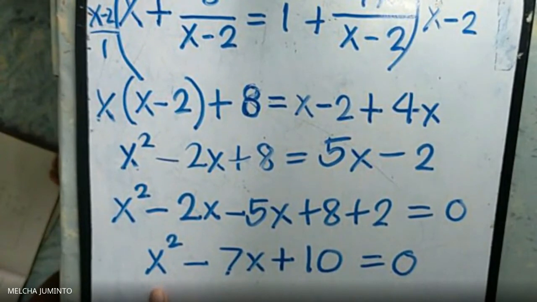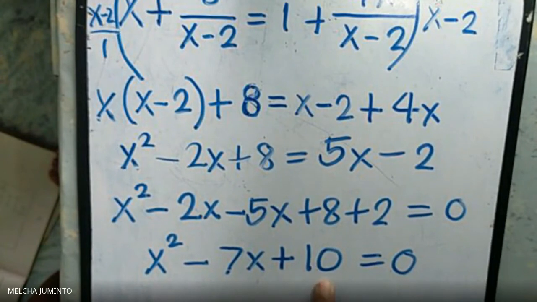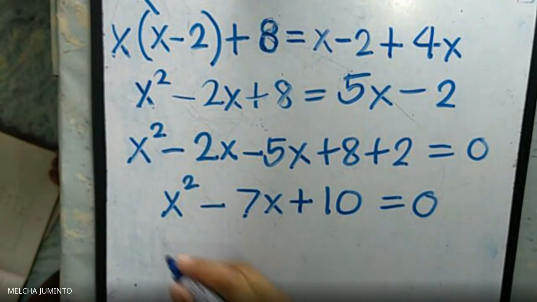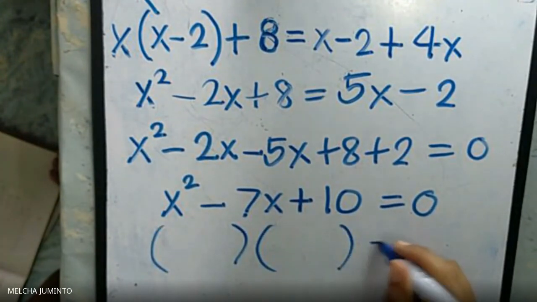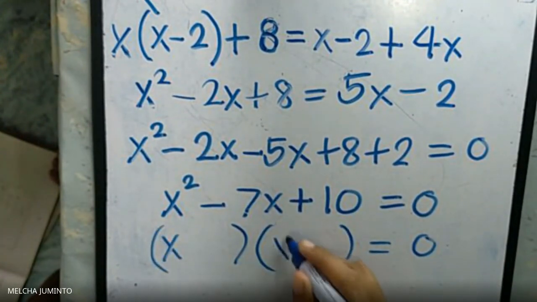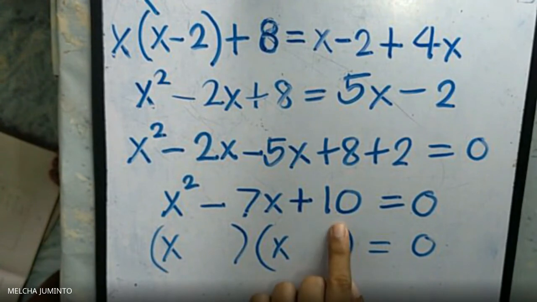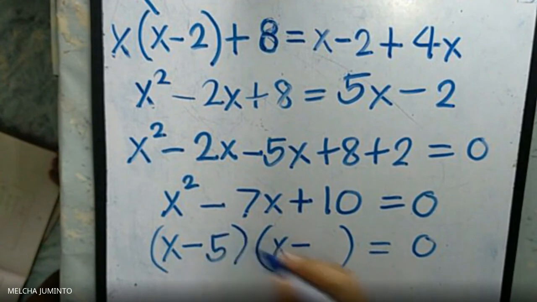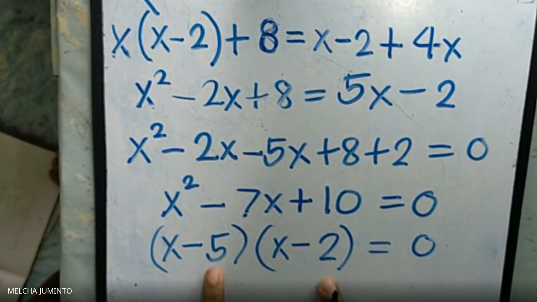Now, we have now the quadratic equation in standard form. X squared minus 7x plus 10 equals 0. Next, factoring. Let us factor out. X times x is x squared. 10 is a composite number. And again, the signs are alternating. Therefore, we can now write both negative 5 and 2. Because negative 5 times negative 2 is positive 10. Negative 5 plus negative 2, negative 7.